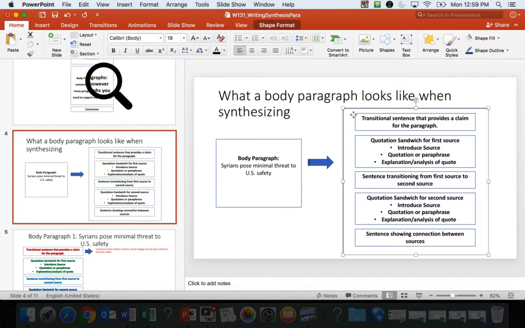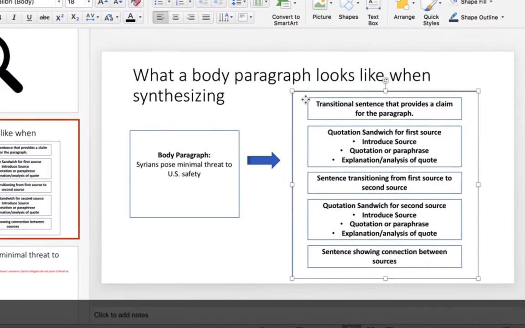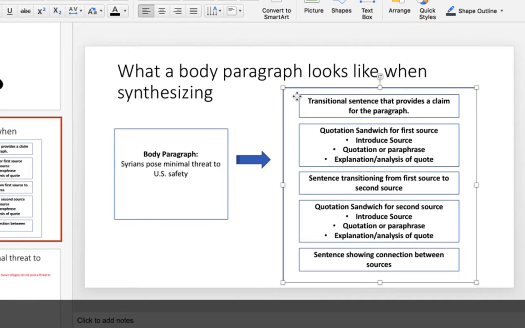One, they'll begin with a transitional sentence that will provide a claim for the paragraph. Then they're going to provide a quotation sandwich for their first source. That means they will introduce the quote, give the quote or paraphrase, and then explain or analyze the quote. Then the paragraph will have a sentence transitioning from the first source to the second source. Then I'll include a quotation sandwich for the second source. And then finally, I'll include a sentence that shows the connection between these two sources.